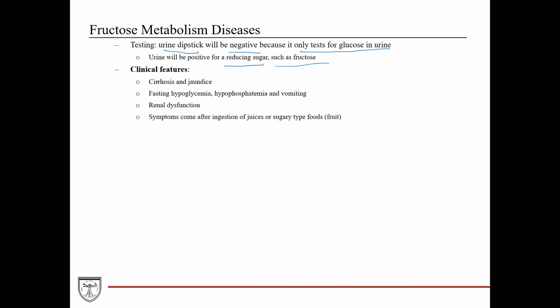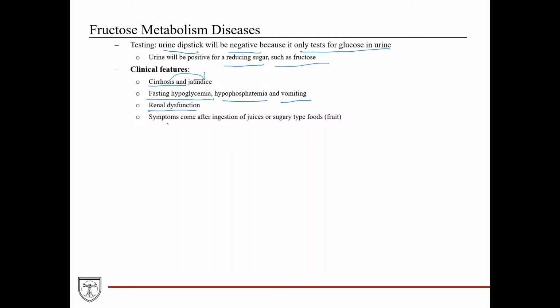Clinical features: since this mainly affects the liver, it's going to cause liver damage, lead to cirrhosis, which can cause jaundice. And then also, since it affects gluconeogenesis and glycogen breakdown of the liver, you're going to have fasting hypoglycemia because you're not able to produce glucose during the fasting state. You could also see hypophosphatemia and then vomiting as well. This disease can eventually lead to renal dysfunction.